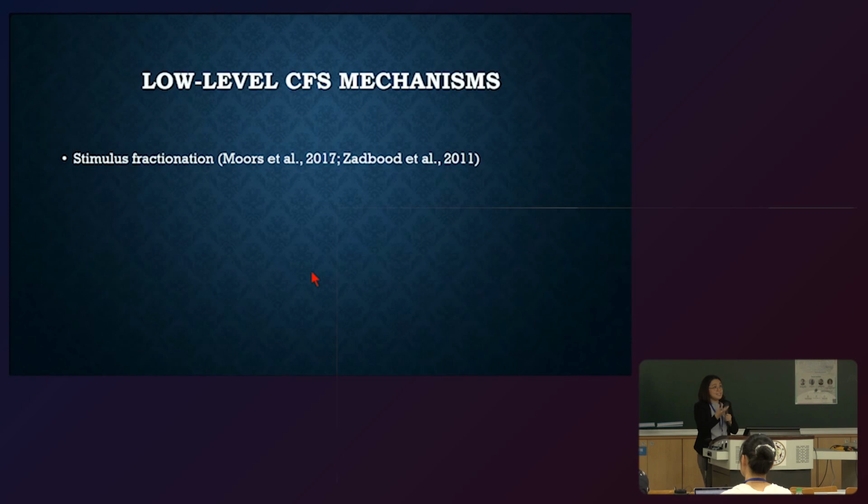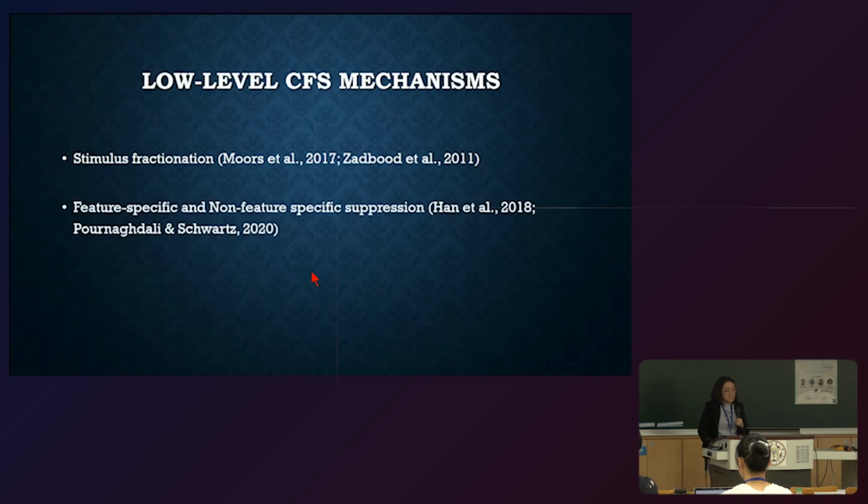So the idea is that a stimulus image under CFS is broken into parts and not integrated, and any result could be a case of a low-level property becoming more salient and then gaining awareness. Also, because the representation is fractionated, suppression can be stimulus feature specific. So you need a like-for-like mask to make sure that the target is properly suppressed.